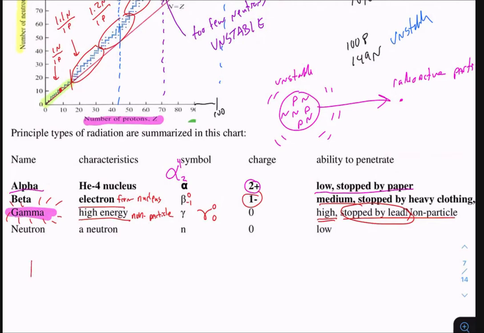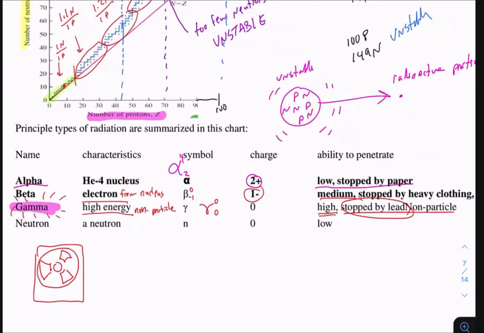Maybe you've seen a symbol like this before. This is the symbol for radiation danger. I don't know if you've seen that. Ever seen Back to the Future? Marty's yellow jacket has that on the back, right? Okay. All right, so gamma radiation is what we are afraid of.